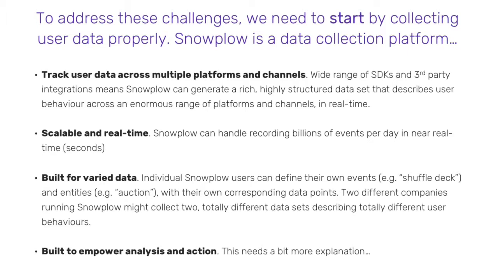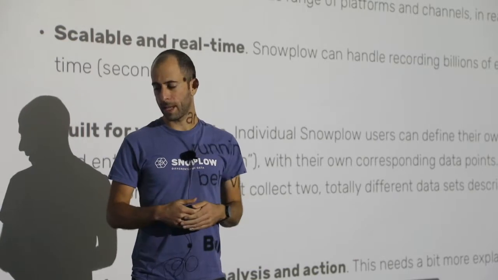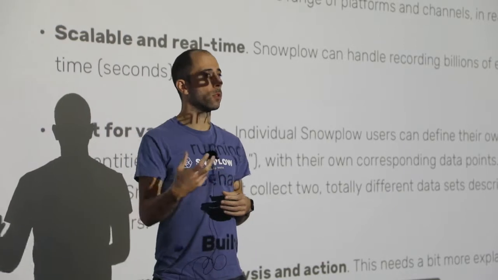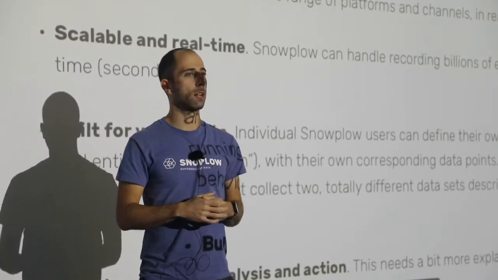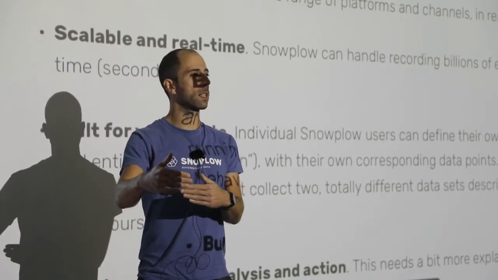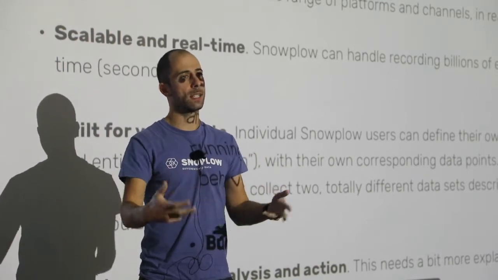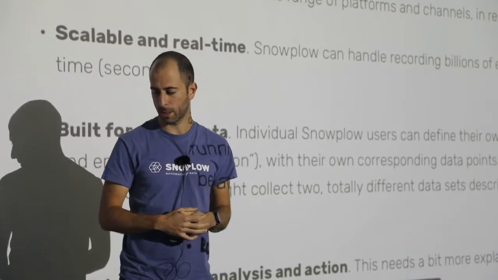It's scalable, and it can process the data in real time, which is important because the data is high volume and high velocity. And it's built from the ground up for varied data. So each individual Snowplow user can define their own events and their own entities, and the data points that they want to track with those events and entities. And what that means is if you've got an online bank running Snowplow, and if you've got an online game running Snowplow, they might be running exactly the same technology stack, but might be generating and collecting data sets that look totally different, which is good. Those data sets should look totally different.